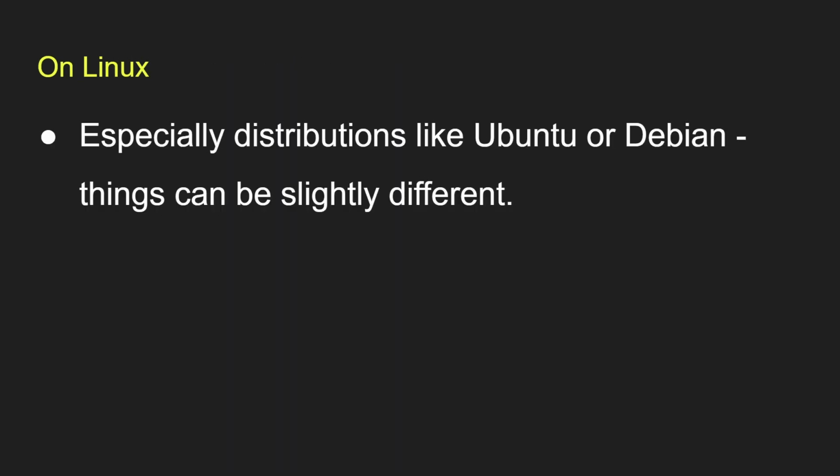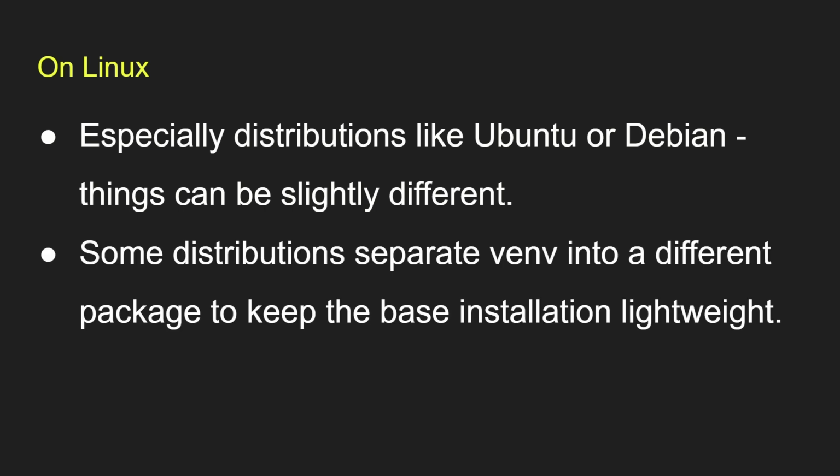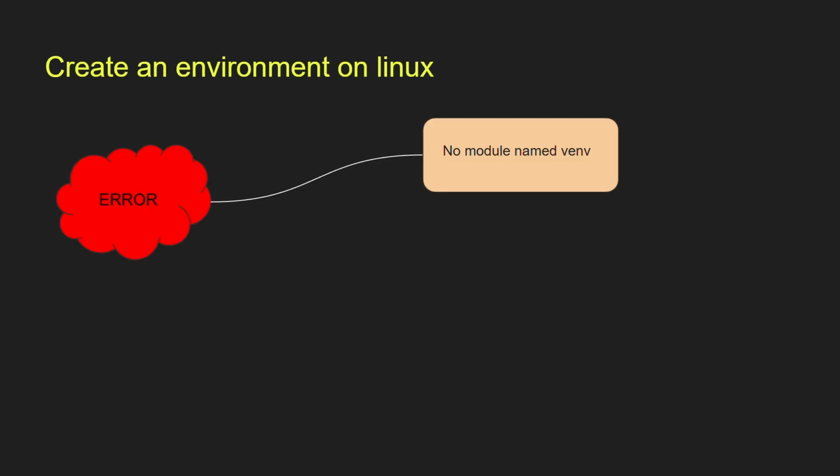On Linux, especially distributions like Ubuntu or Debian, things can be slightly different. Some distributions separate venv into a different package to keep the base installation lightweight. So if you try to create an environment and see an error like "no module named venv", that simply means it is not installed. In that case, you can install it using sudo apt install python3-venv. One thing to keep in mind, it is with a hyphen, not without it.